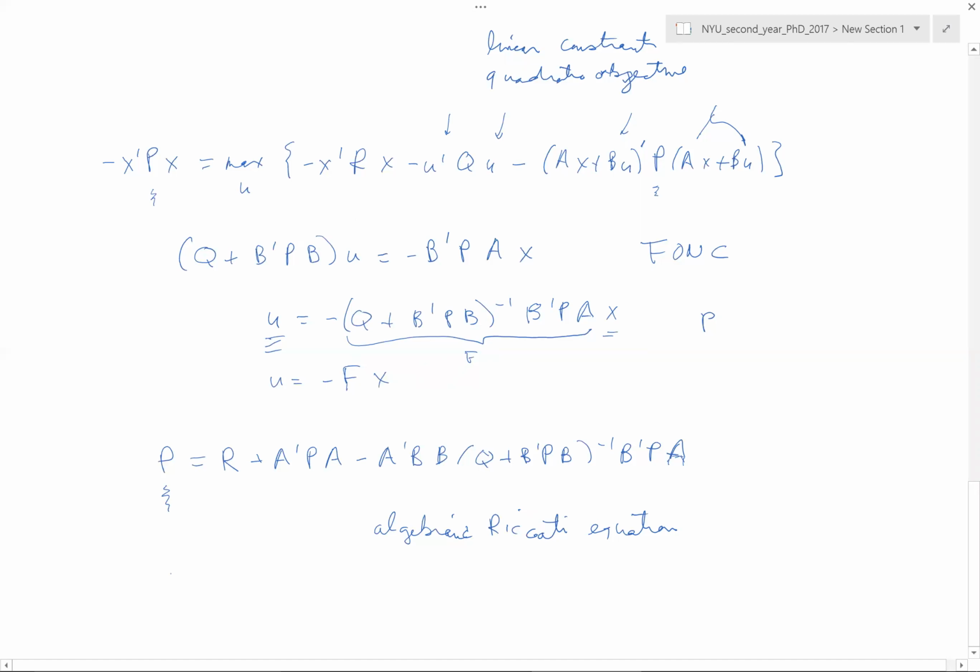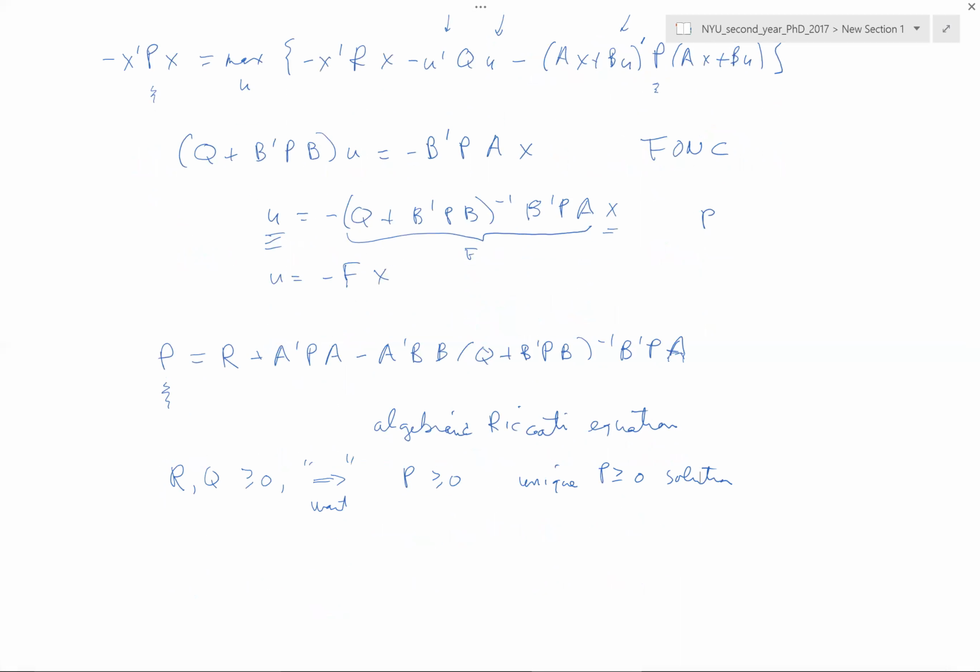And given that we put R and Q both being positive semi-definite matrices, it's kind of natural to want, I'm going to put in quotes here, this is partly an implied and partly a want operator. We want P to be positive semi-definite. And it turns out, while there's multiple solutions of the Riccati equation, there's a unique positive definite solution. And I'll show you how to find it.